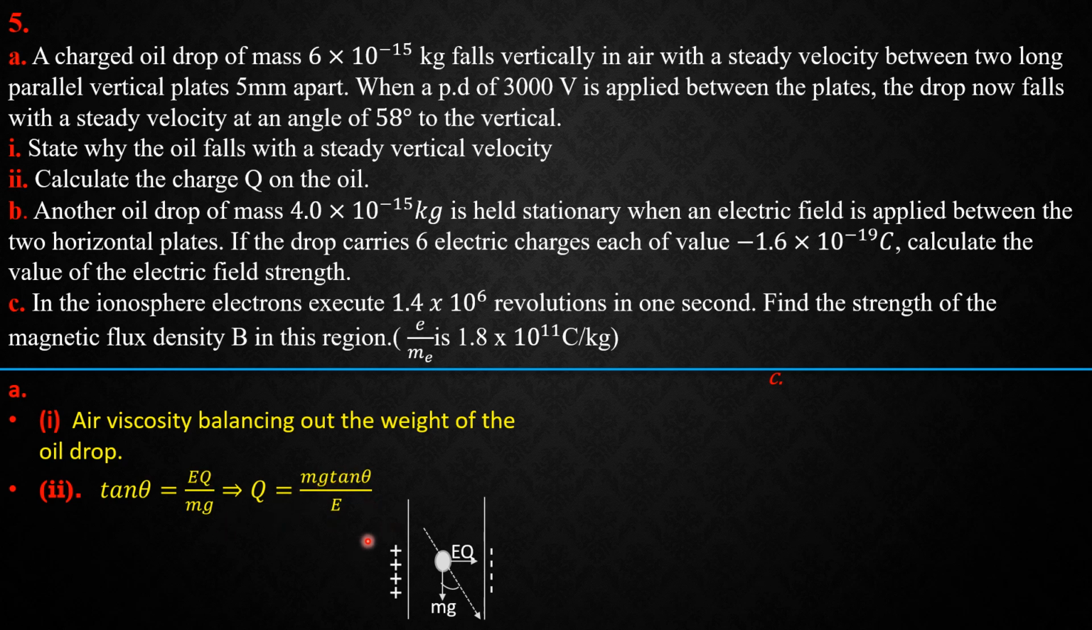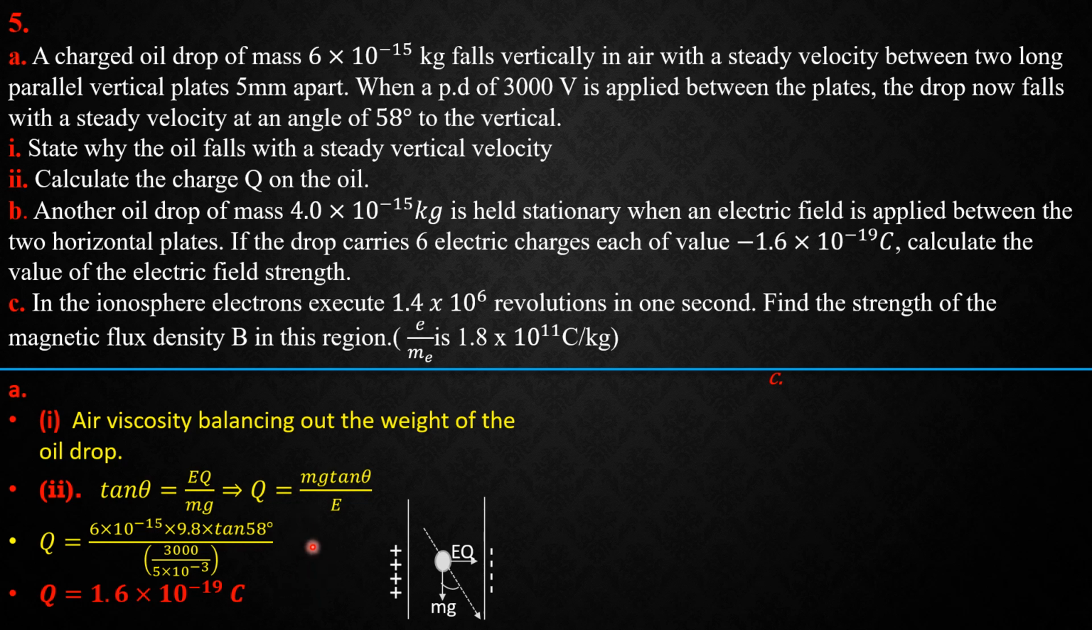Again, remember that E is the electric field strength, which is calculated by the potential difference between the two plates divided by the separation of the plates. The potential difference is 3000 volts and the separation is 5 millimeters. That's why you see 3000 divided by 5 millimeters. It gives you the electric field strength here. So when you substitute the values and compute, you have Q to be 1.6 times 10 to the negative 19 coulombs.